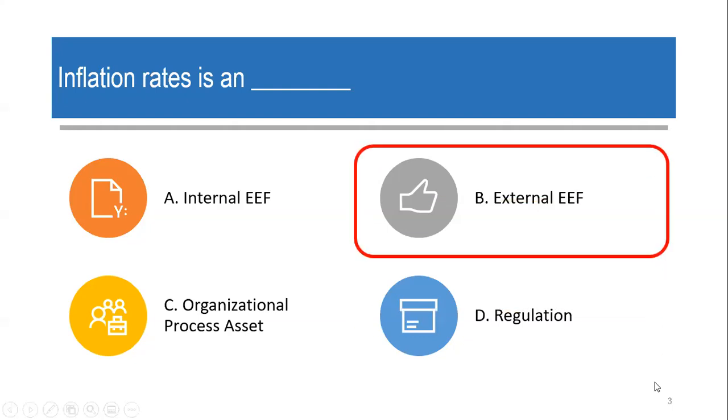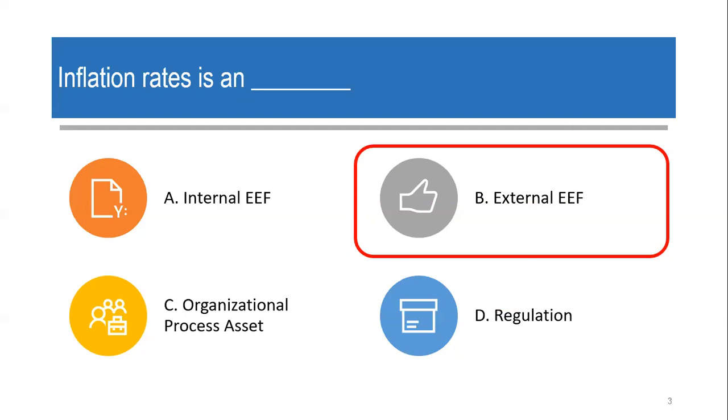Inflation rates is an external enterprise environmental factor. Again, in chapter 2, you have the breakout of EEFs into internal EEFs and external EEFs. I have a mnemonic for both. For internal and external, we have my senator legalized cranberry and granola for patients.